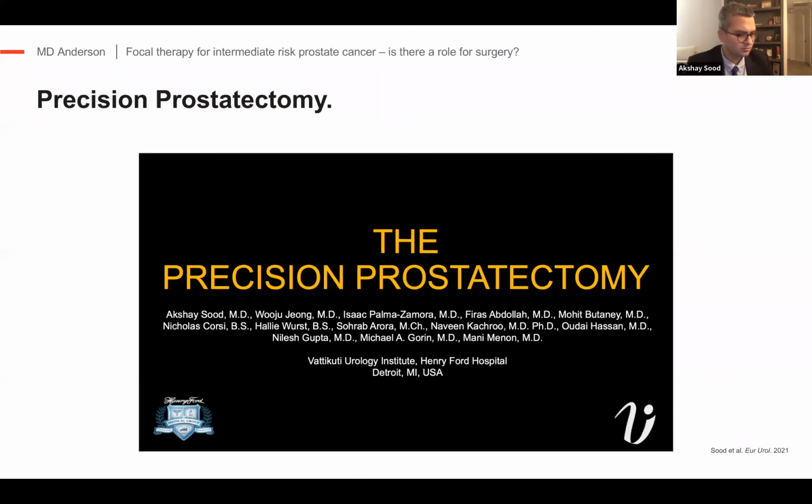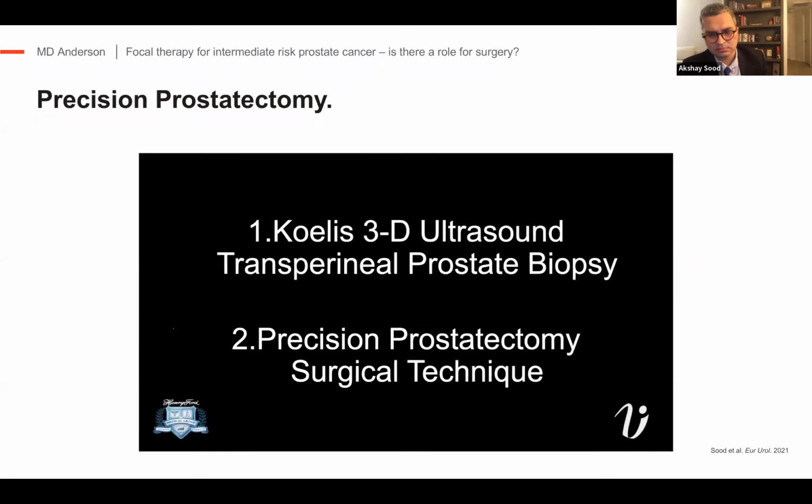In this video, we describe the novel technique of precision prostatectomy, a form of surgical therapy for patients with localized prostate cancer. The video has two parts. In the first part, we describe the approach and rationale for performing the Koelis 3D ultrasound-guided transperineal biopsy of the prostate in preparation for the precision prostatectomy procedure. And in the next part, we provide details on the procedure itself.